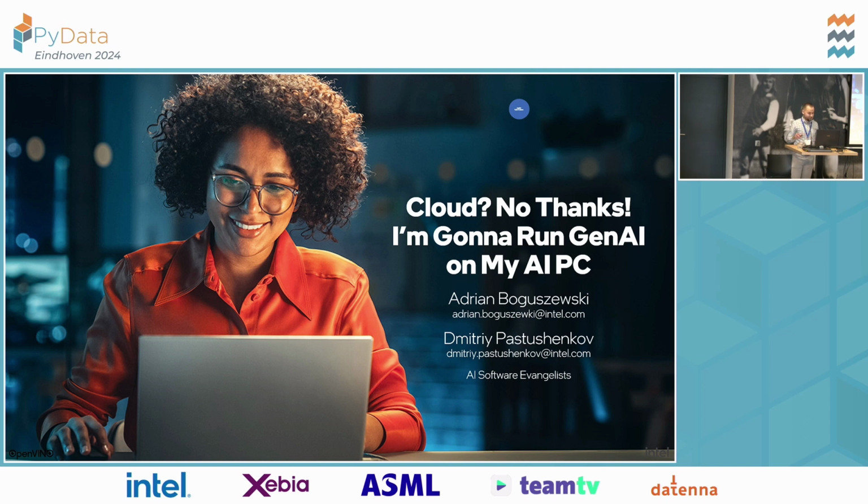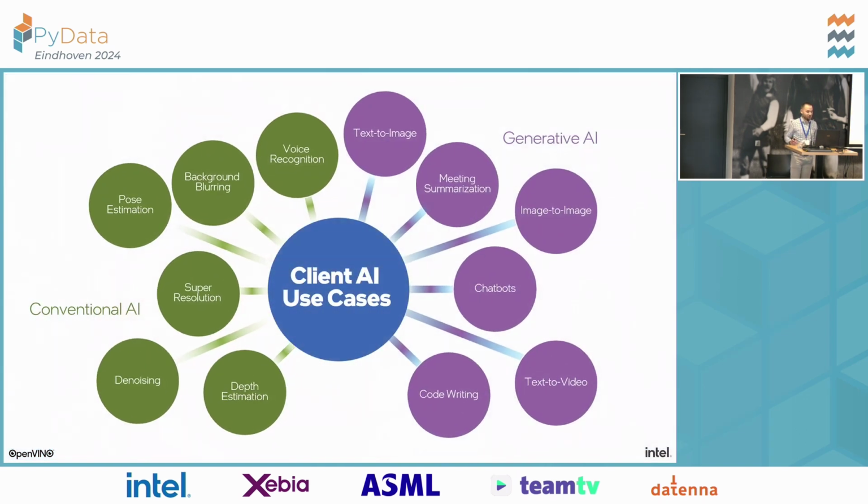So let's start. There are many client AI use cases like voice recognition, super resolution, denoising, depth estimation, which are kind of conventional AI cases. But we also have quite new AI cases like chatbots, meeting summarization, code writing, text to image, and anything like that, what we call generative AI. And what's the difference between the two of them?